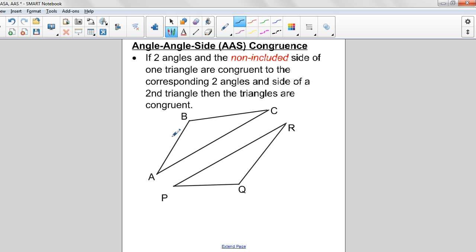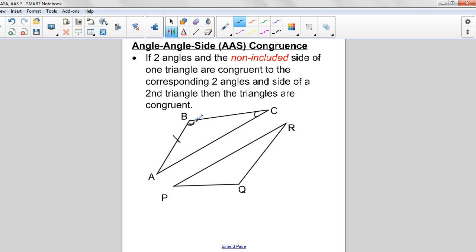Okay, we have the same idea on the next one, except it's angle, angle, side. Two angles and a non-included side of one triangle are congruent to the corresponding two angles and non-included side inside the second triangle, then the triangles are congruent. So for example, this would be something like this.